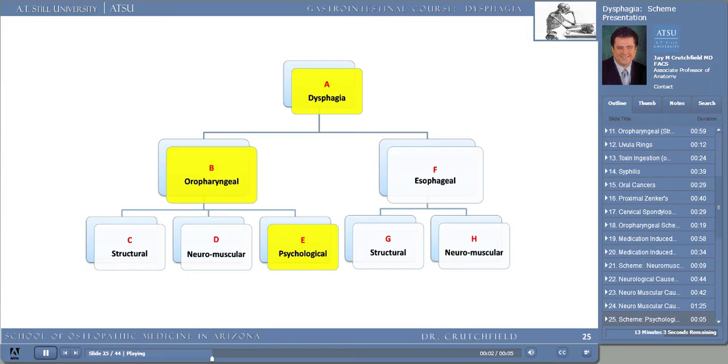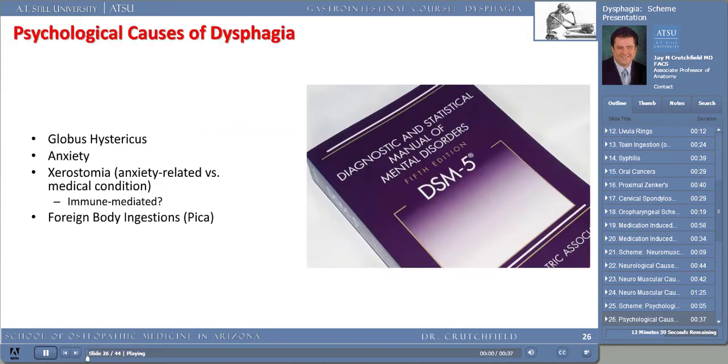It's not common, but you have to think about psychological causes of dysphagia. For example, globus hystericus, anxiety-related conditions, or a dry mouth or a dry tongue. That can be a medical condition, or it can just be anxiety-related. It can be an immune-related reaction.